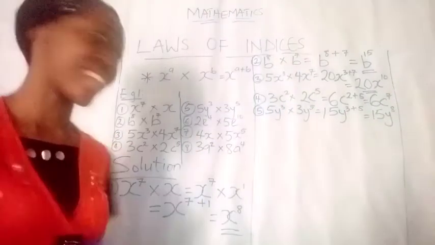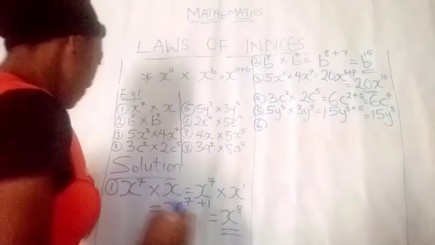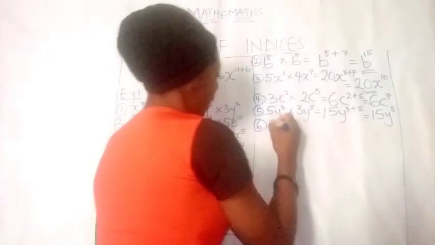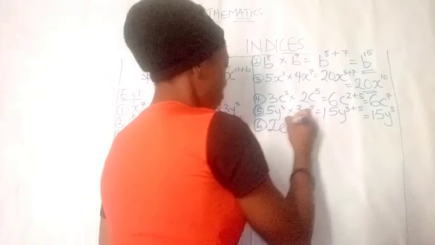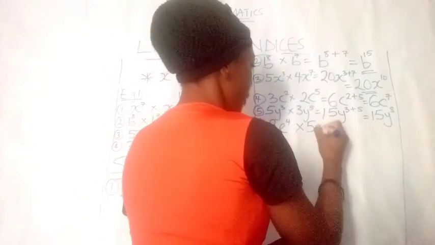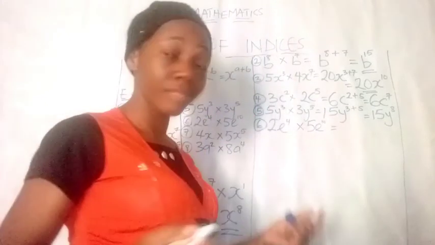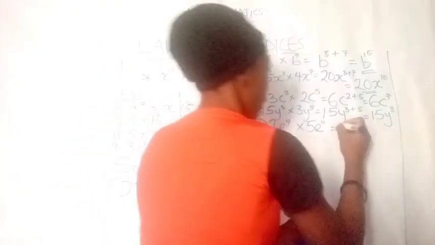As simple as that. We move to the next, which is number 6. We have 2e raised to the power 4 times 5e raised to the power 10. What do we do? Same thing. 2 times 5 gives us 10.